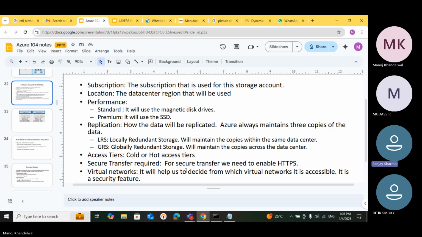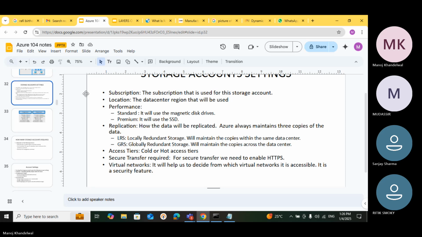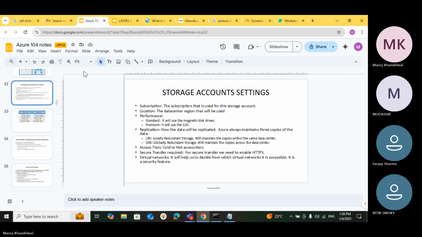Okay. Manoj, can you zoom out on this one? I just wanted to take a screenshot of it. That's cool. Thank you. Just a second.